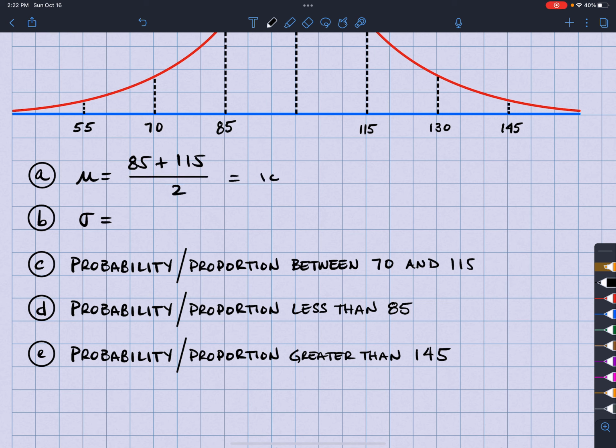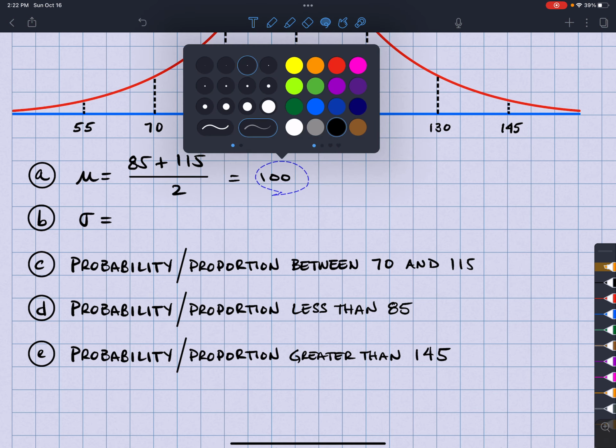And you should get 100. Right? So that means my mean is 100. And if you look at it, if I subtract 15 from 100, I get 85. If I add 15 to 100, I get 115. So that would be my so-called standard deviation. So again, I labeled this in red.